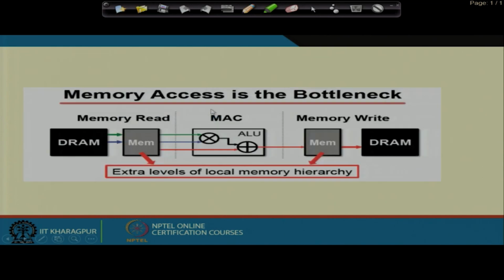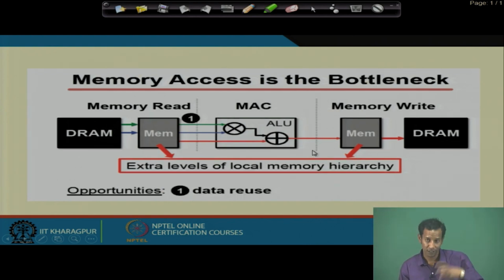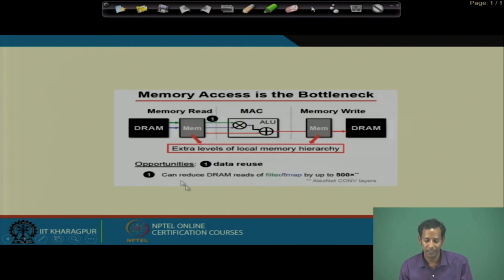So how can you reduce the memory access? Instead of directly accessing the DRAM, if we put extra levels of local memory, for both the input side as well as the output side, it can reduce the accesses by the method of data reusing. This data reusing method can reduce the DRAM access, that means the power, by a factor of 500x.